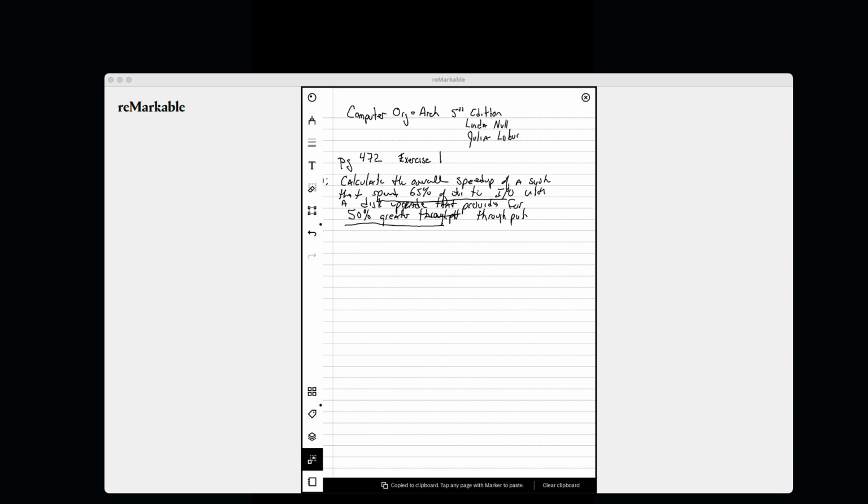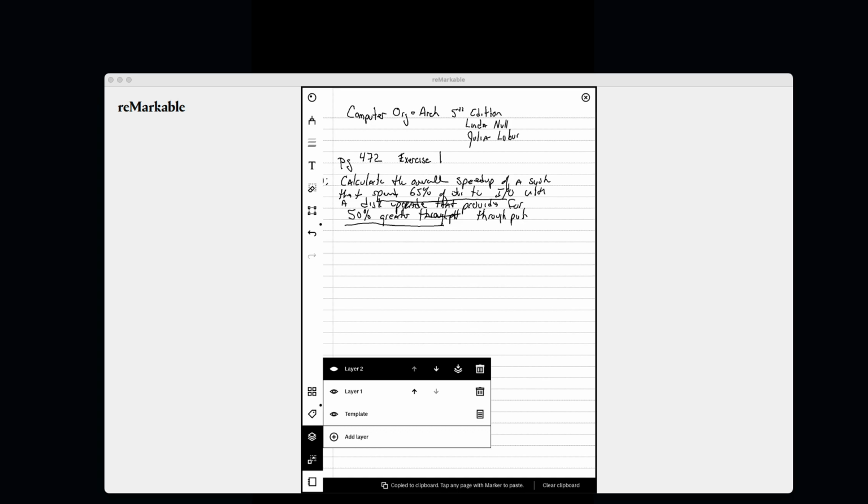Alrighty, I'm going to work on exercise 1 on page 472 of the book Computer Organization and Architecture, 5th edition. This question asks us to calculate the overall speedup of a system that spends 65% of its time in input-output, with a disk upgrade that provides 50% greater throughput. So what we need to do first is figure everything out.